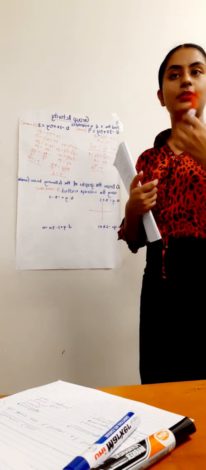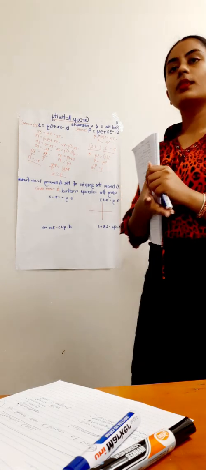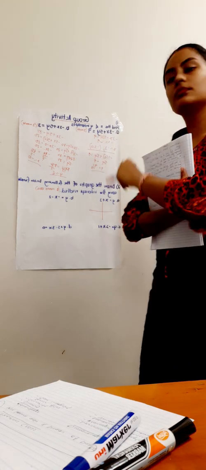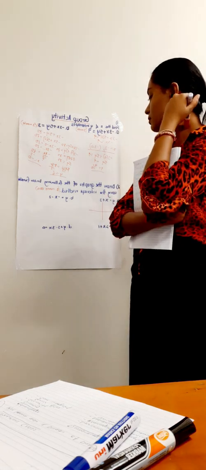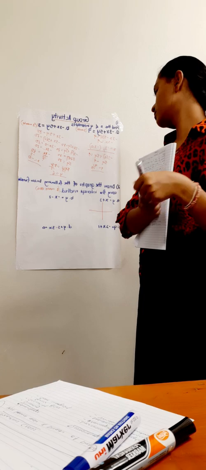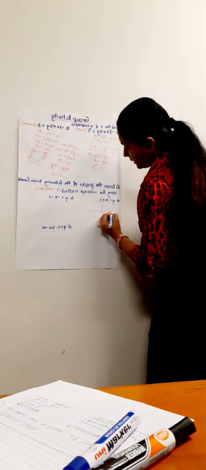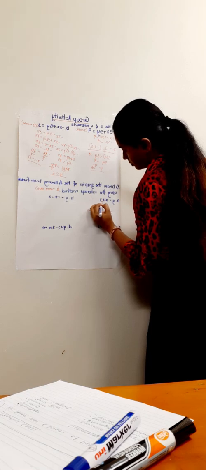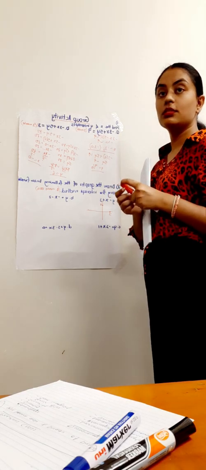y is equal to x plus 3. For the x-intercept, y is equal to 0, so 0 is equal to x plus 3, subtract 3 from both sides, x is equal to negative 3. What is your y-intercept? When x is equal to 0, y is equal to 0 plus 3, so y is 3.